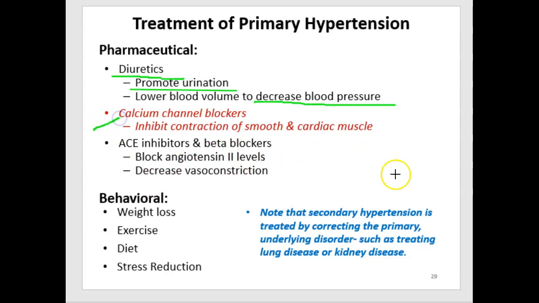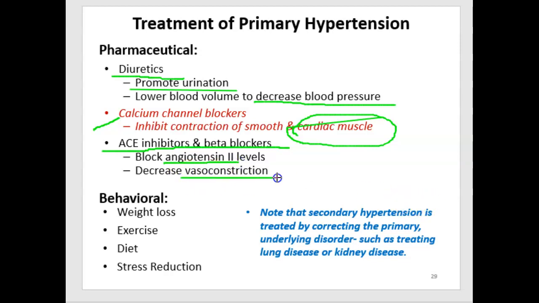Calcium channel blockers, but that is mainly to protect the heart muscle so that its contraction isn't so severe that it develops hypertrophy. And then there are also these drugs called ACE inhibitors and beta blockers. And what they do is block the effects of angiotensin II. And remember, angiotensin II is a vasoconstrictor.